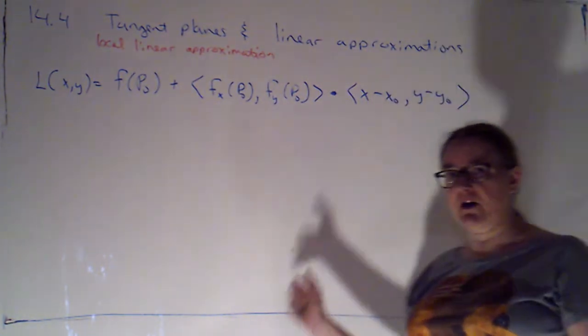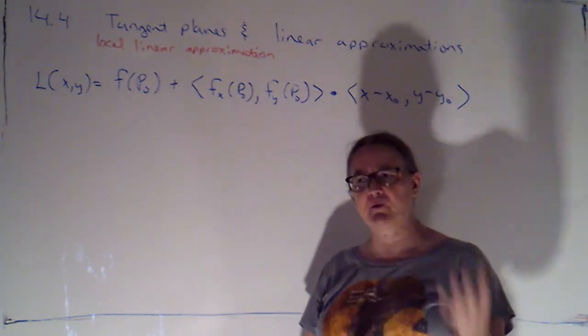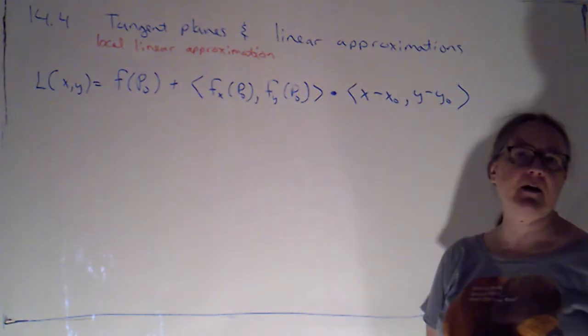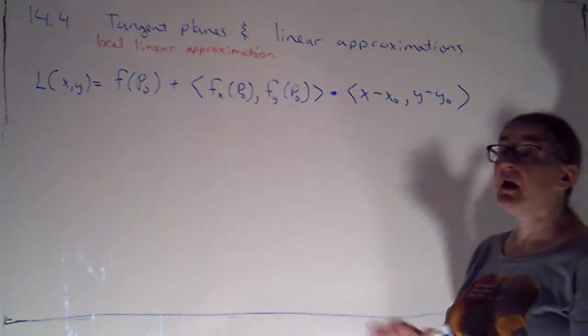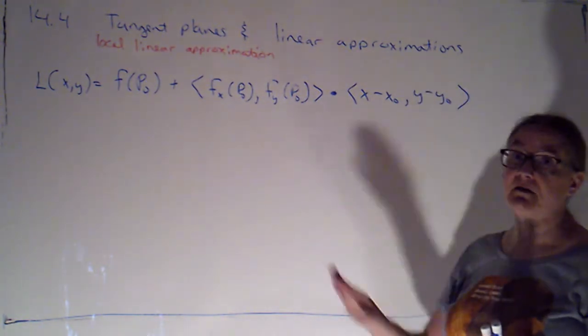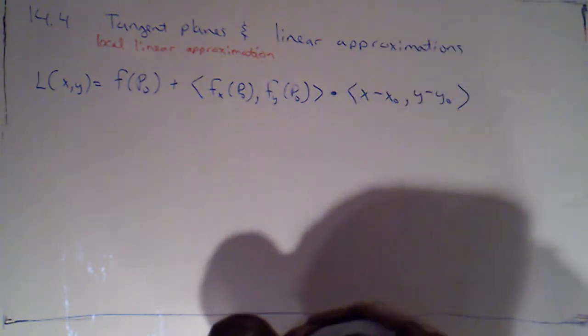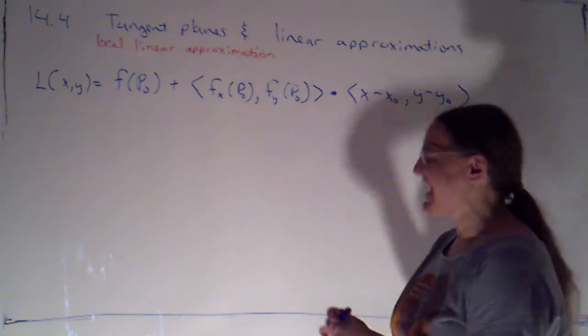That's not in any way, shape, or form to try to discourage you from reading the book's equivalent definition of things. I just think the definition I'm about to present is a little bit more accessible because it really does generalize from what we've got with functions of one variable. Okay, so let's take a look.